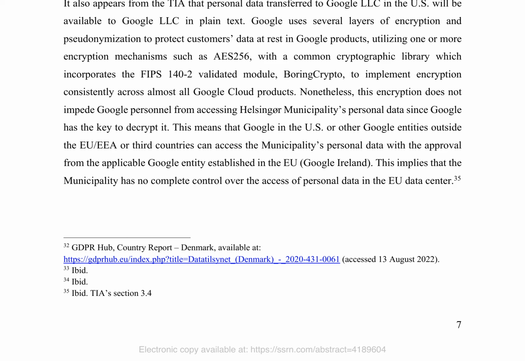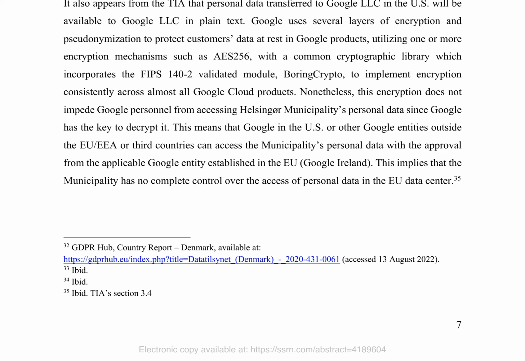The TIA revealed that personal data transferred to Google LLC in the US would be available in plain text, despite Google's use of multiple layers of encryption and pseudonymization. Google personnel can access the municipality's personal data since they hold the decryption key. This means that Google entities outside the EU, EEA or third countries can access the municipality's personal data with approval from the applicable Google entity established in the EU, namely Google Ireland.